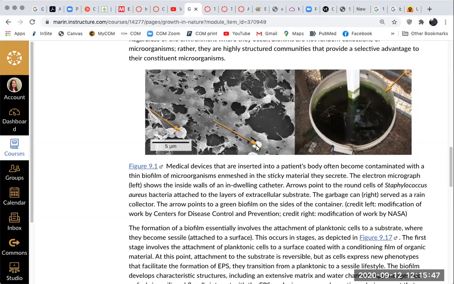Here you can see some of the cells in the biofilms, and you can see all of this goo that's around the cells. This is the extracellular matrix, and it's made out of a lot of different types of molecules, typically a lot of sugars, but there can even be DNA in the extracellular matrix.